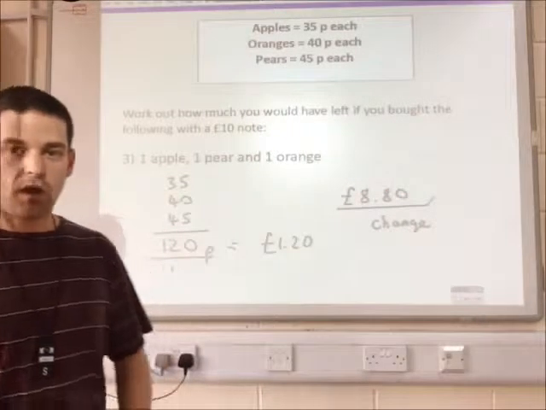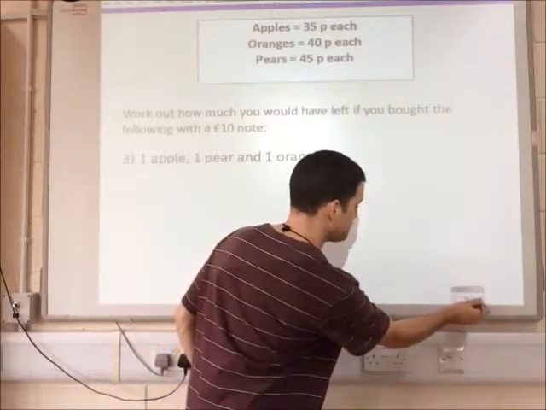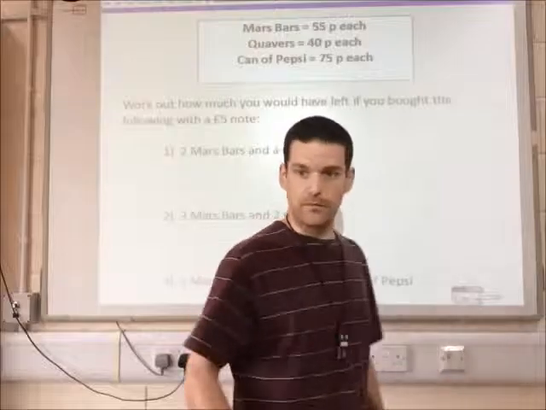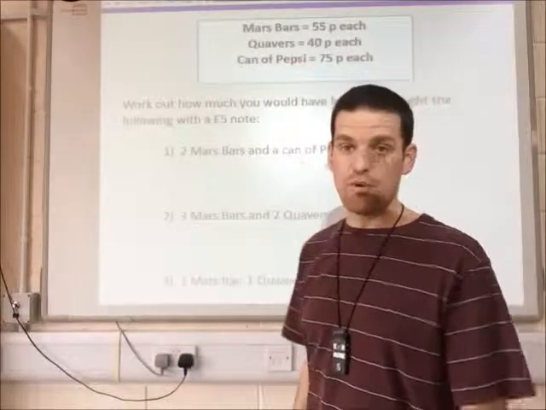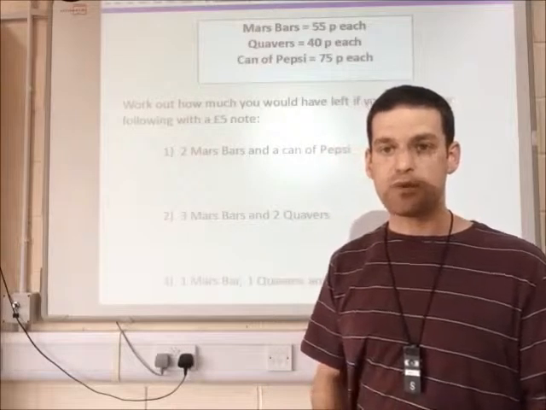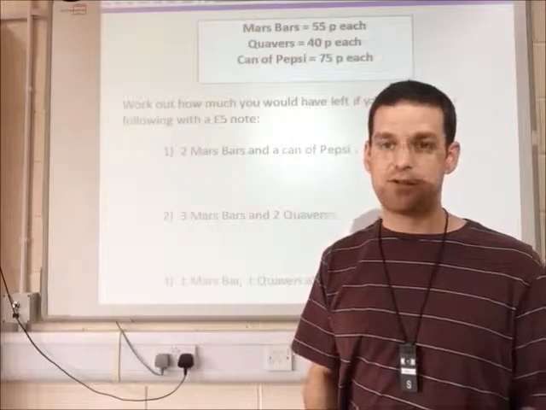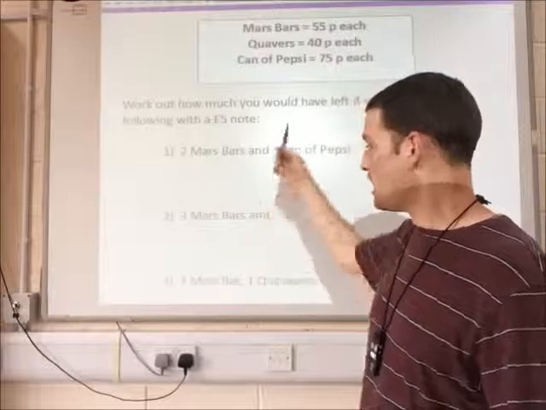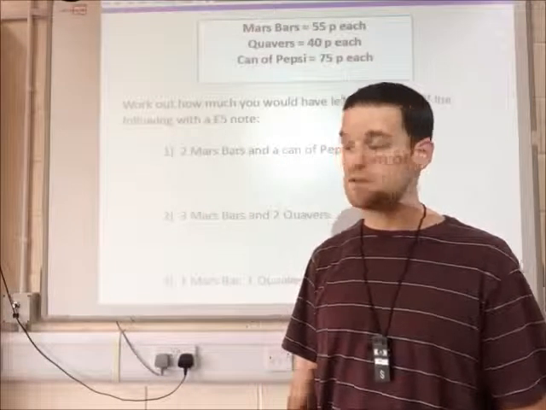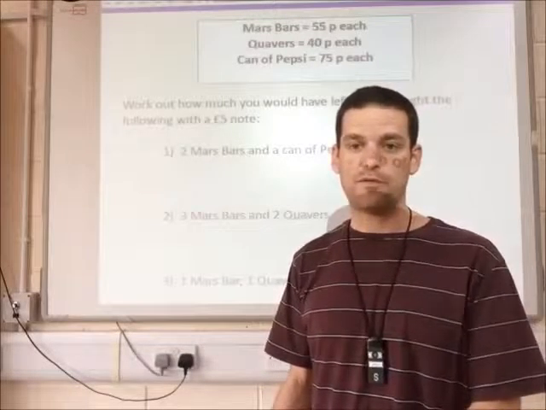Okay. We're now going to give you some similar questions to have a go at yourselves. So there's a whole lot of new prices come up at the top of the screen, so make sure you've read those first. Mars bar's 55 pence, Quaver's 40 pence, and a can of Pepsi is 75 pence. If you can pause the video in a second and see if you can work through these questions on your own, and then after that we'll reveal the answers.